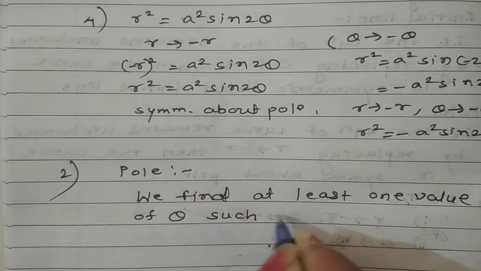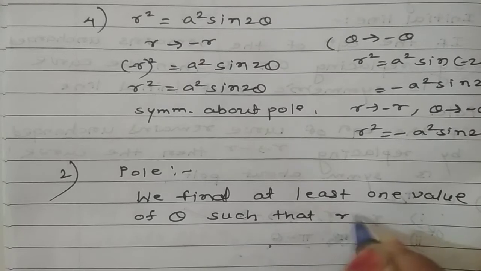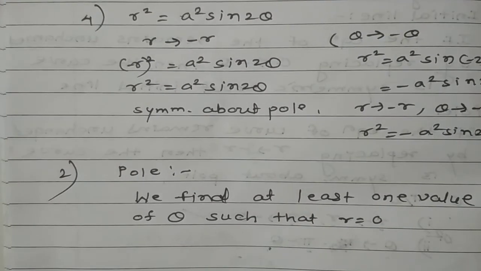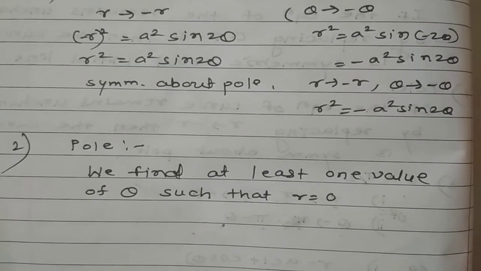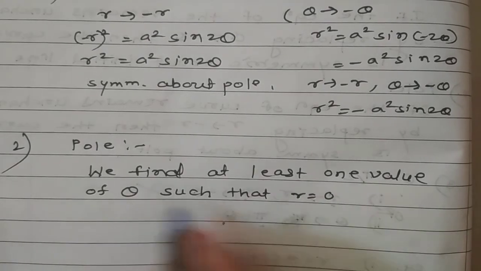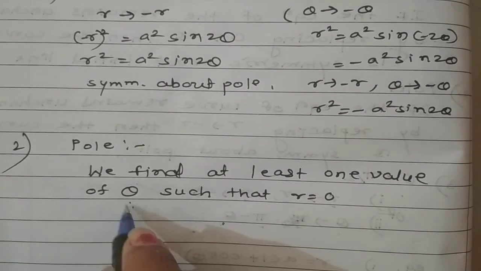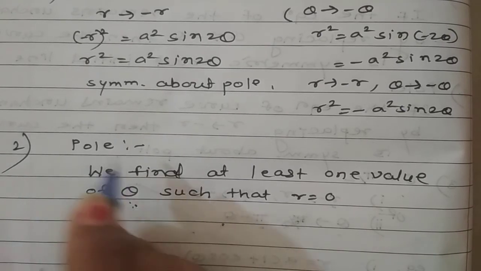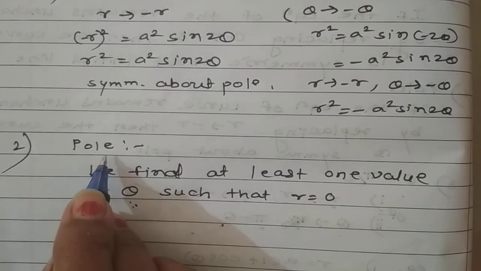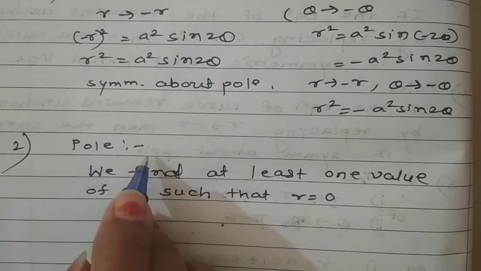such that r is equal to 0. We find at least one value of theta so that r equal to 0. If we find that value, then we say that theta exists. Then we say that our curve passes through pole, or pole lies on the curve.